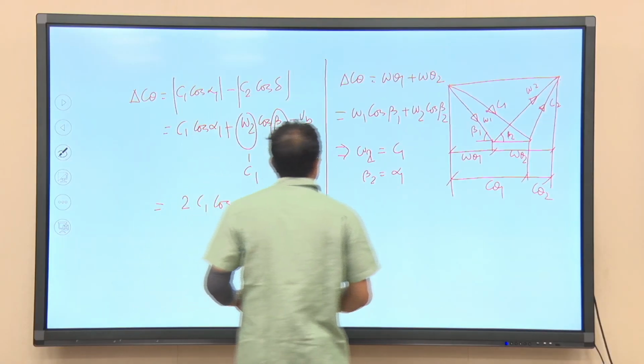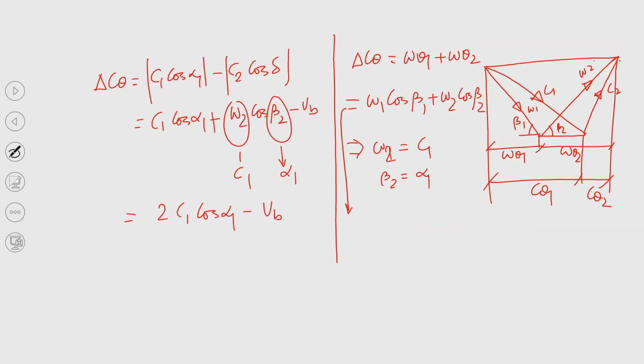So, we are trying to write this expression. You know that from here we can write what is W 1 cos beta 1. So, W 1 cos beta 1 is nothing but C 1 cos alpha 1, sorry, C 1 cos alpha 1. So, this angle is alpha 1.